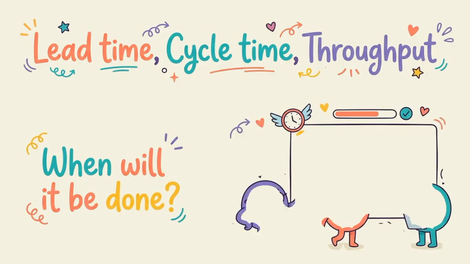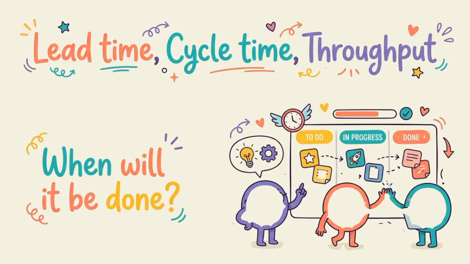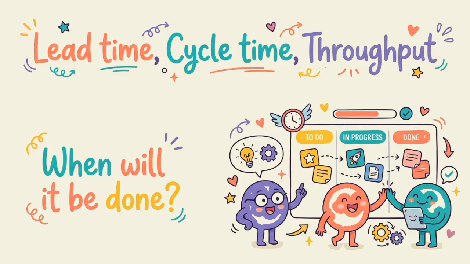Kanban helps teams work smarter by making work visible, reducing overload, and improving flow. I believe this video made it clear what Kanban is and when to use it. In the next video, we will see how Kanban differs from Scrum.